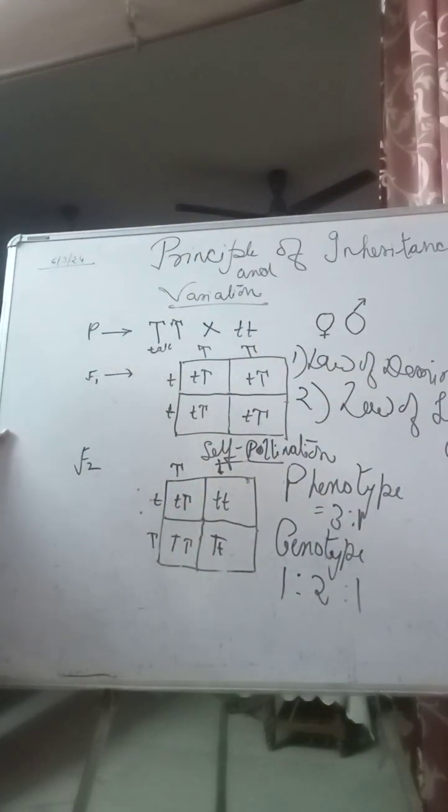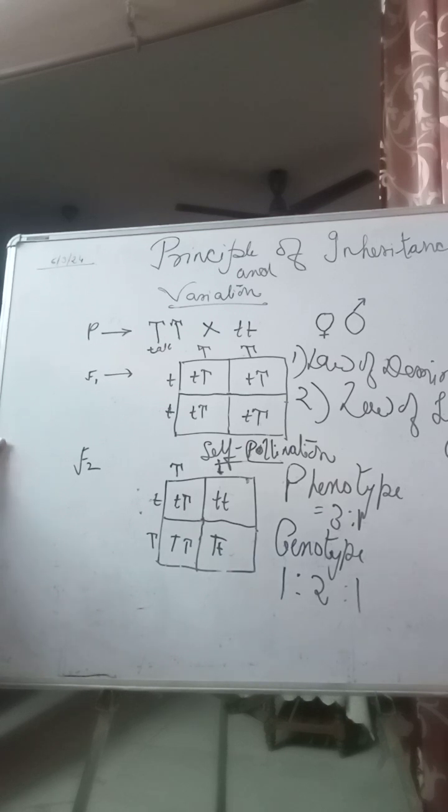Right, children? And the third law he derived from a dihybrid cross, where he took two pairs of contrasting characters. Here it is only one pair of contrasting traits or characters. There he took a dihybrid cross, two pairs of contrasting characters. Supposing seeds, shape and color: round yellow and wrinkled green. These two pairs of contrasting traits he took in this experiment and arrived at the third law, which is the law of independent assortment.